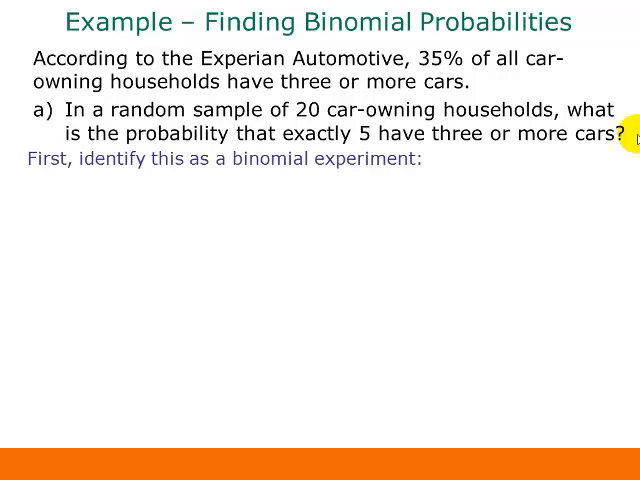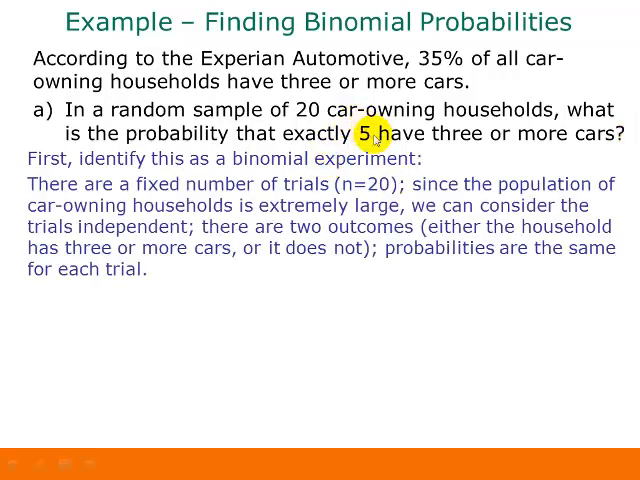Well, first we need to make sure of whether this is a binomial experiment or whether we're dealing with something different. So if we look at those requirements again, we have a fixed number of trials because we have a random sample of 20 households. So our number of trials is 20. Since the population of car-owning households is going to be extremely large, we can assume that our number of trials, 20, is going to be less than 5% of that population size. So we would consider the trials to be independent, even though we would be selecting without replacement.